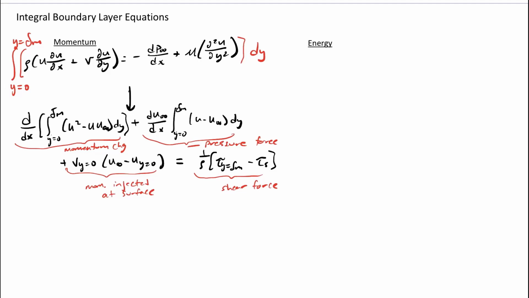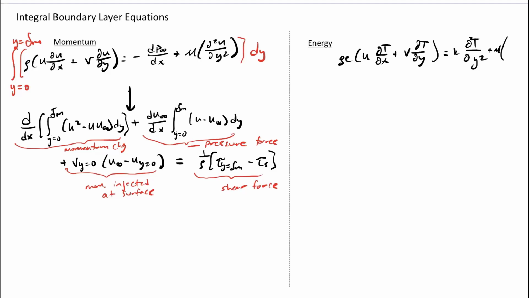So, same thing for energy. Let me just do a little divider here. For energy, our energy equation was, if you remember, rho c times u dT/dx plus v dT/dy is equal to k times d squared T/dy squared plus mu times (du/dy) squared. All right, again, we're going to take this equation, cheat a little bit and move this over.